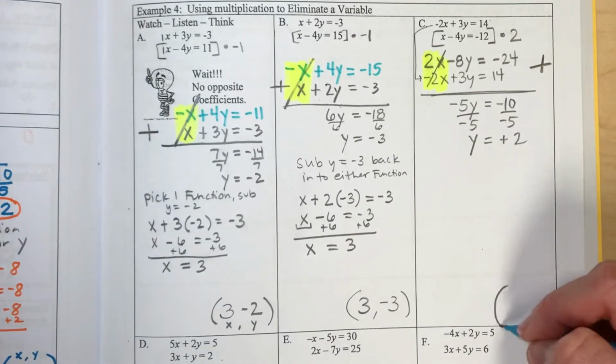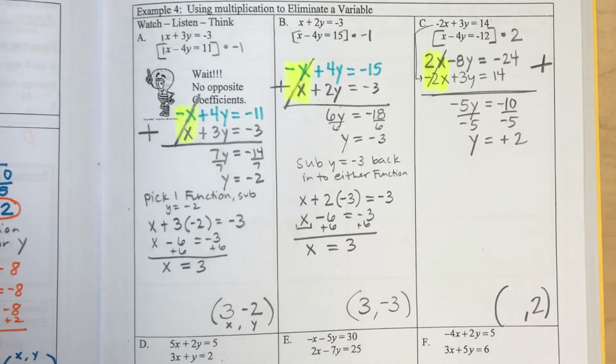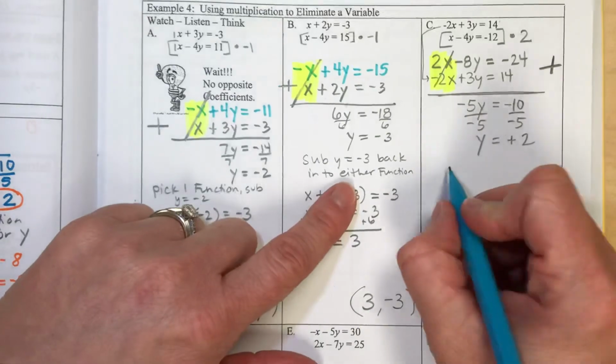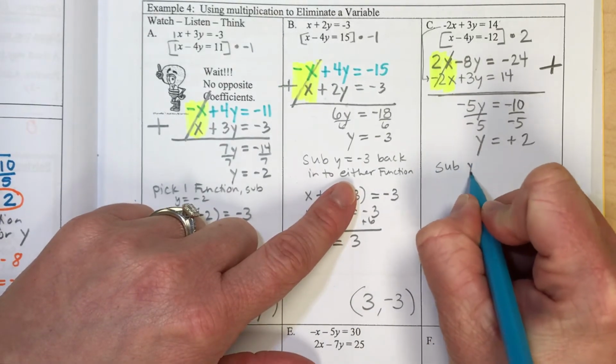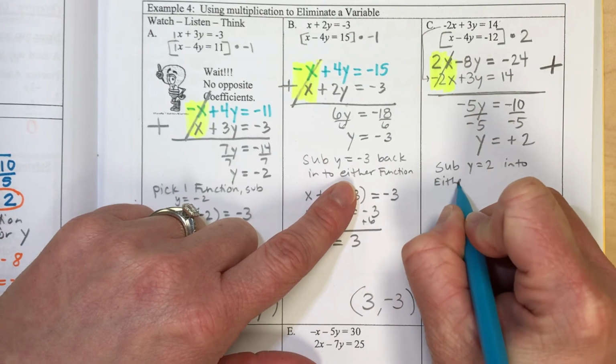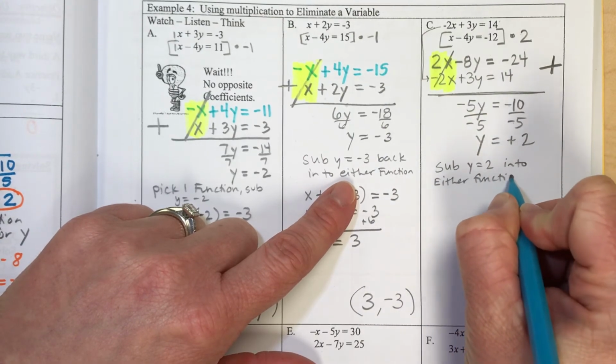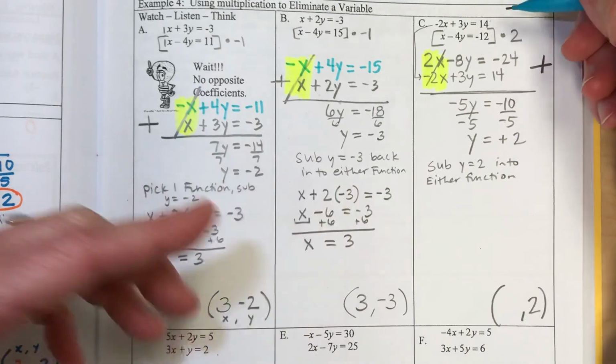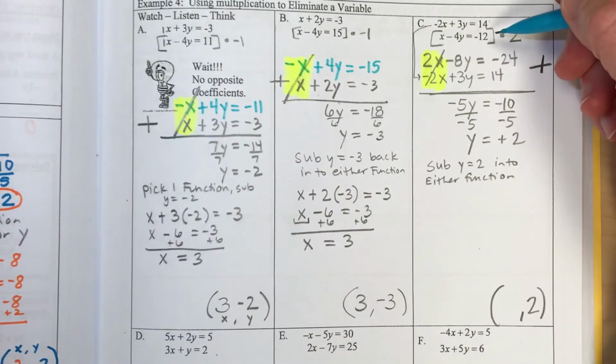All right, so I got half my answer there. Don't give up. The rest is easy from here. Substitute y equals 2 into either function that you started with. Normally I pick the top one. How about now? I'll pick the second function.